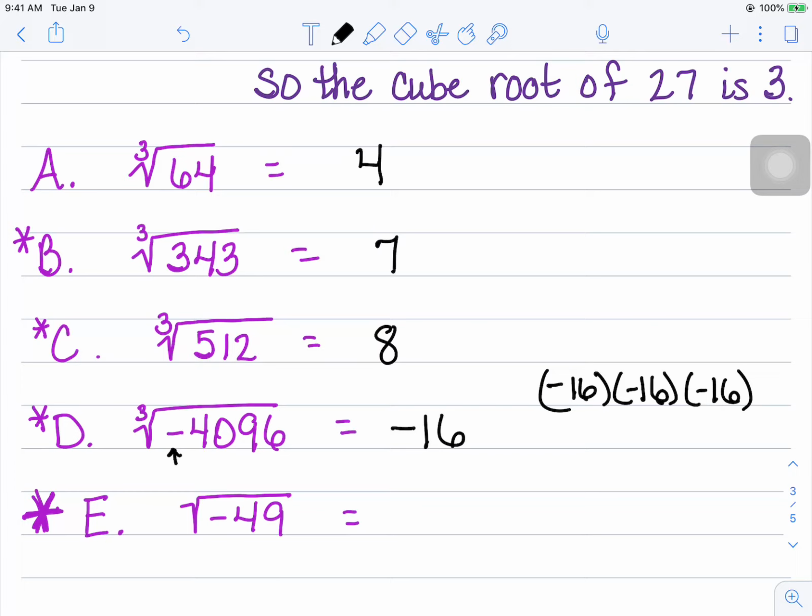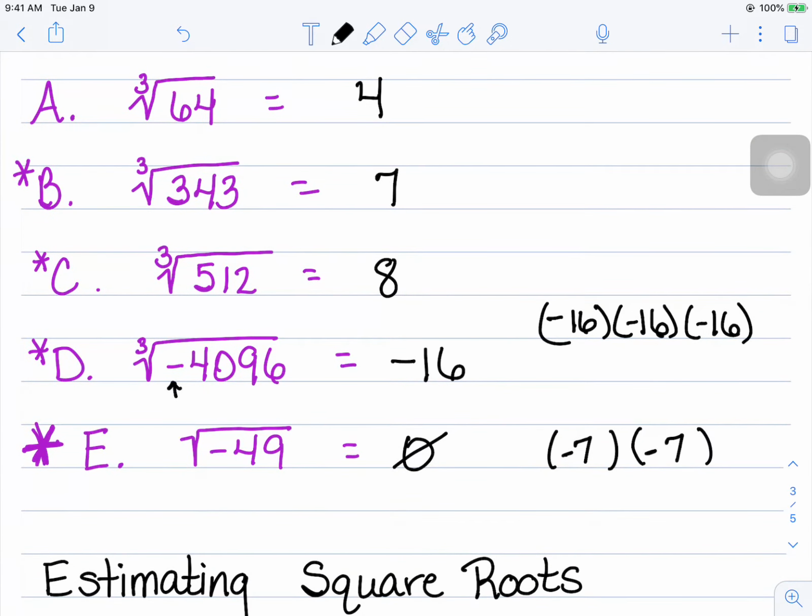If we do this with a square root, it's a little bit different. So E is a big, what I call a Mac Daddy star. And notice that we're taking a square root. We're trying to find a number times itself that gets us a negative 49. Well, immediately you probably think, well, 7 times 7 is 49, but if I put a 7 and a 7, I'm not getting a negative 49. If I put a negative 7, that means the other one has to be negative 7, I'm still getting a positive 49. So this is actually a no solution, and there's a key thing you need to know.